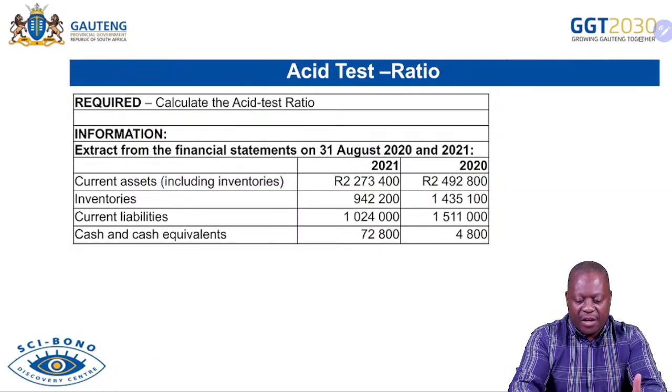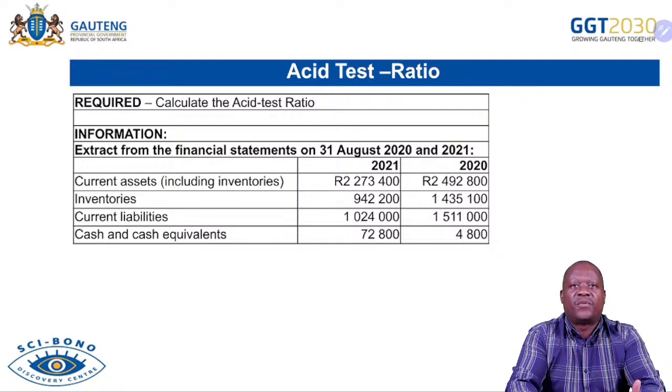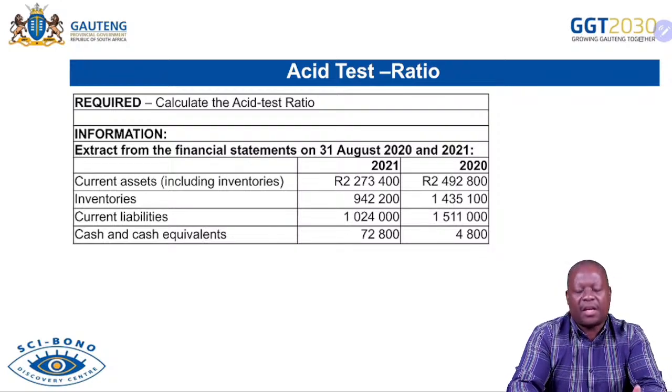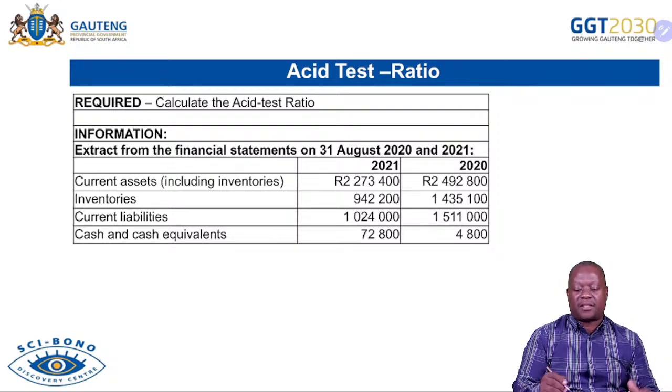We have got nothing to wait for. Let's move and look into another class of indicators. This time we are looking into our liquidity indicators, starting with the acid test ratio.